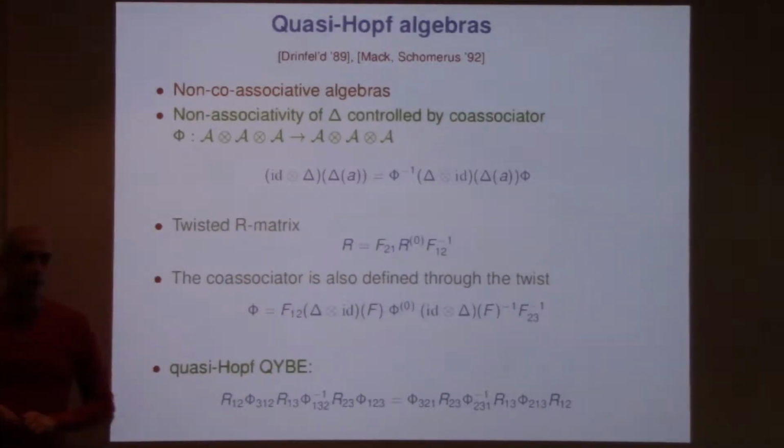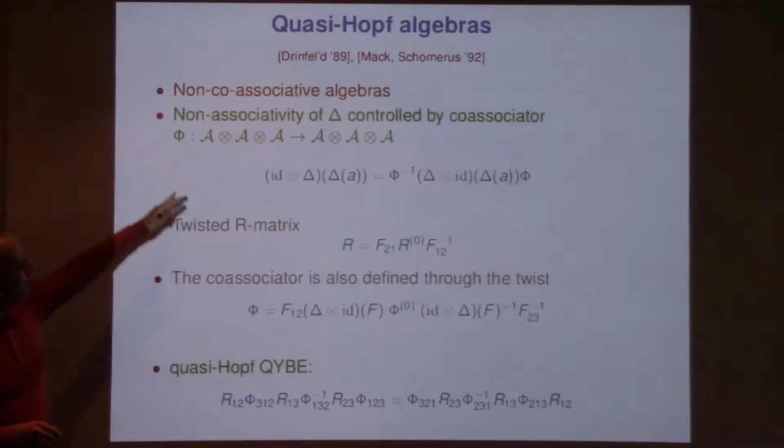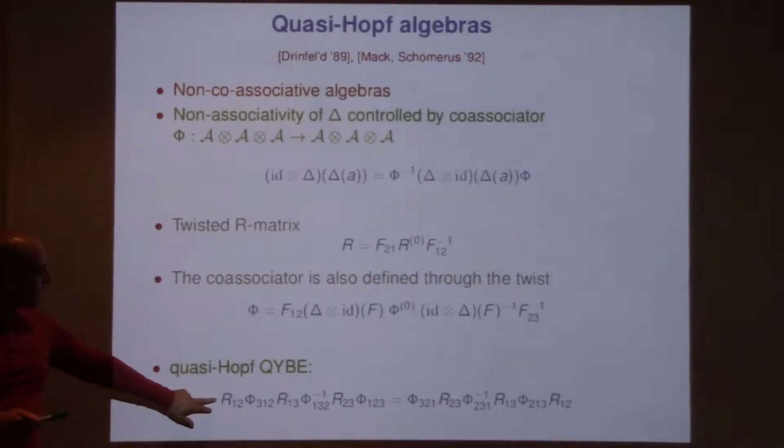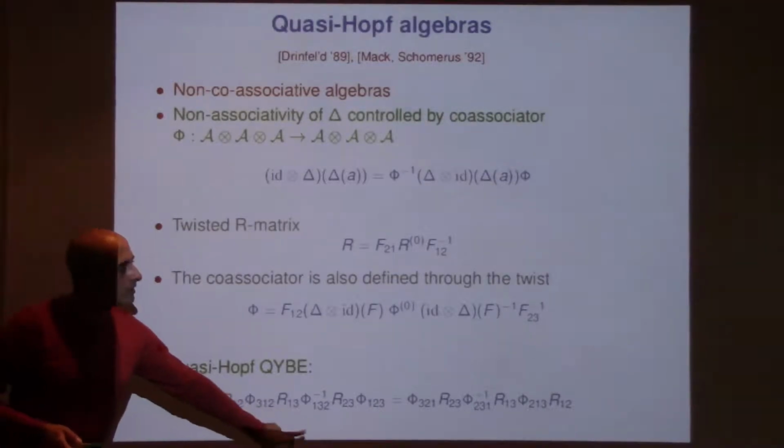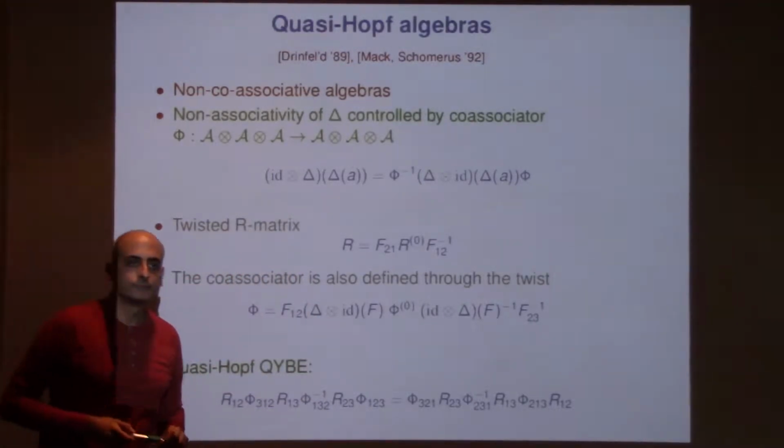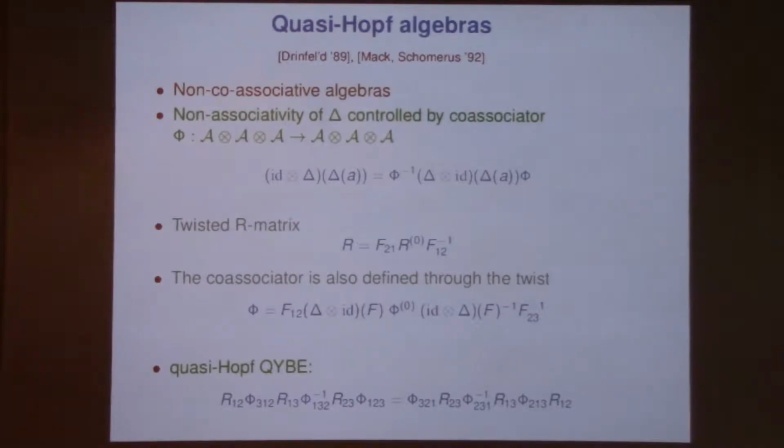It also defines for you the co-associator. Now, what is this? If you have the co-associator, you can write down what is known as the quasi-Hopf version of the Yang-Baxter equation. Let's compare this equation to what I had written there, just to see why it looks funny like that.